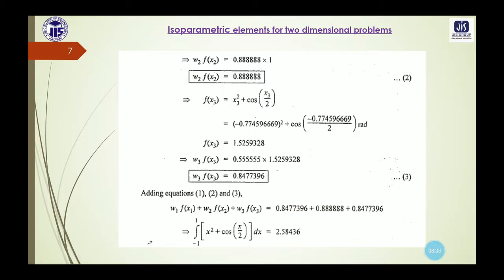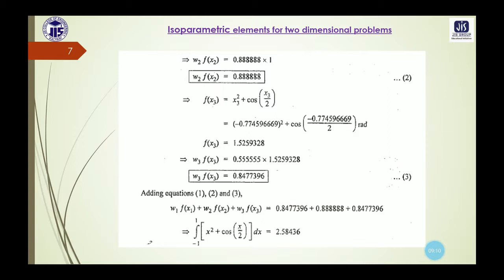In a similar manner we need to calculate the value of f(x3). So it is x3 square plus cos x3 by 2. That means in this equation we put the value of x3, and finally we get the value of f(x3) equal to 1.5259. Now we multiply this value of f(x3) by w3, and finally we get the value of w3 into f(x3) as 0.8477. So this is our equation number 3.